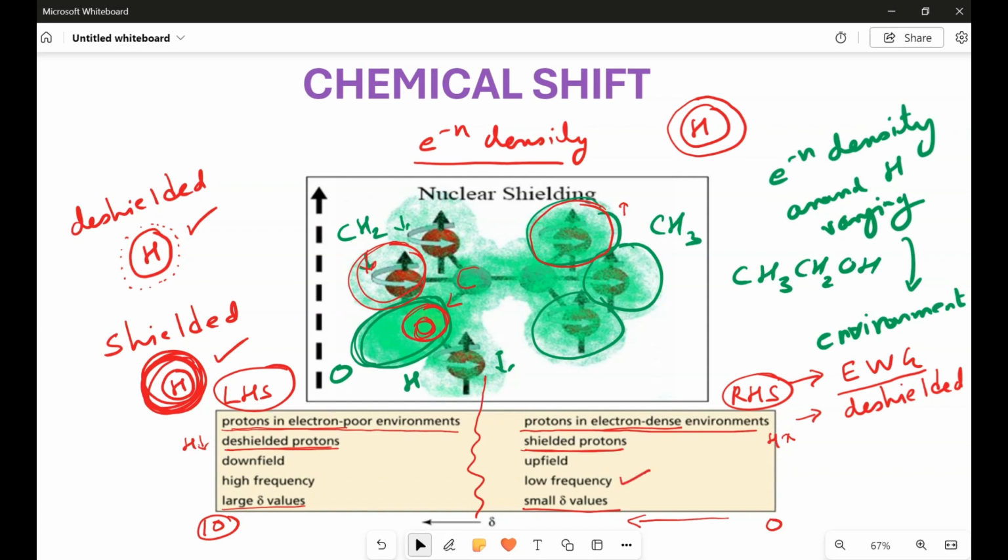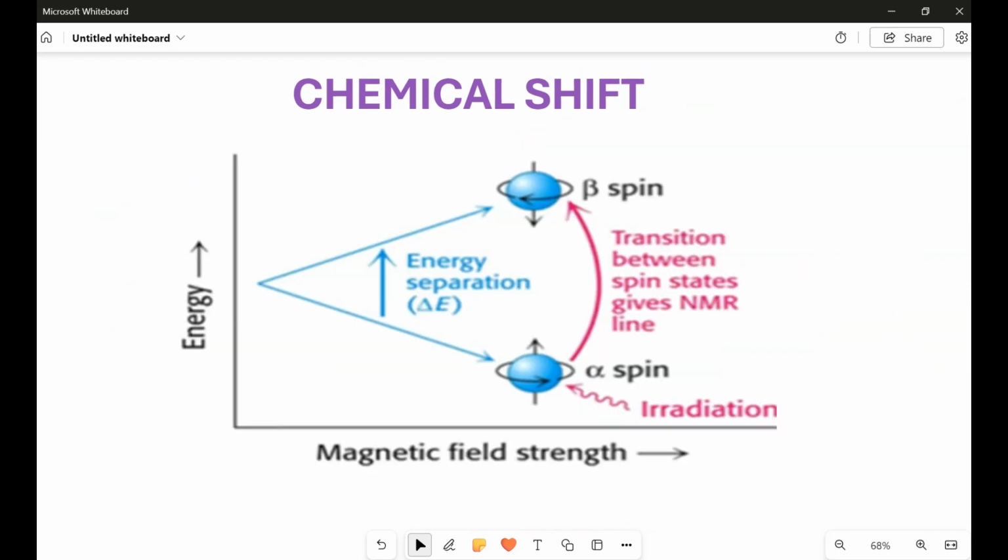Now the question arises: why do protons which are shielded resonate at low frequency, while protons which have fewer electrons around them resonate at high frequency? We have to answer this question. As you can see from this energy diagram, a spinning charged nucleus will generate a magnetic moment, and it will behave like a tiny bar magnet.